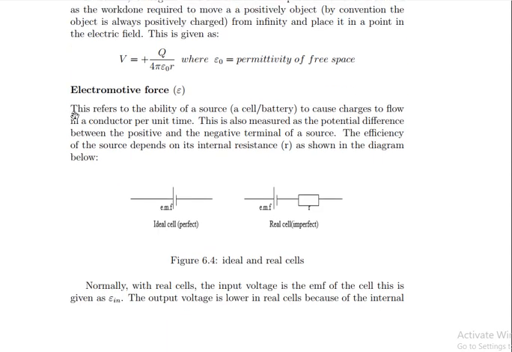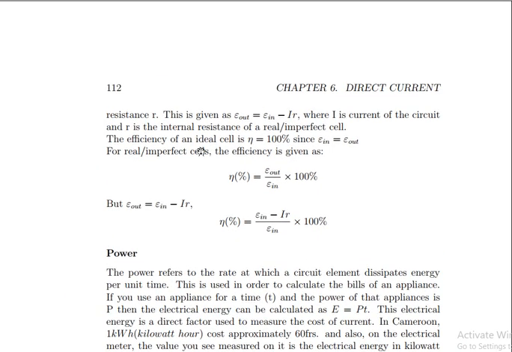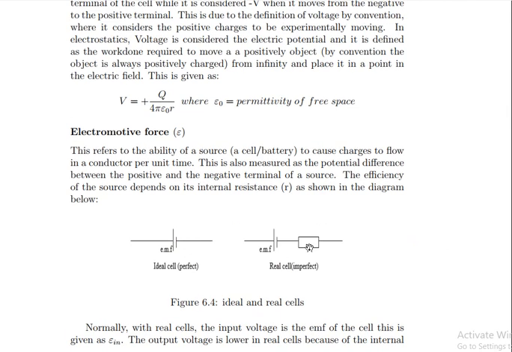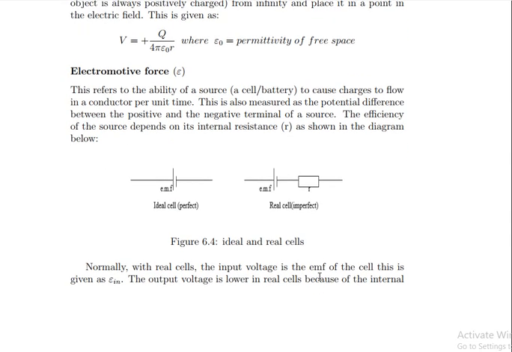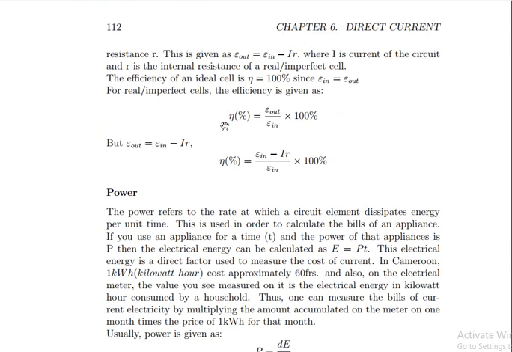Now the electromotive force refers to the ability of a source, a cell or battery, to cause charge to flow in a conductor per unit time. So this is the electromotive force. Now let's say that you have a circuit as such here. Normally an ideal cell is going to produce only an electromotive force. But with a real cell, there is an EMF which is produced, and that real cell has a small internal resistance.